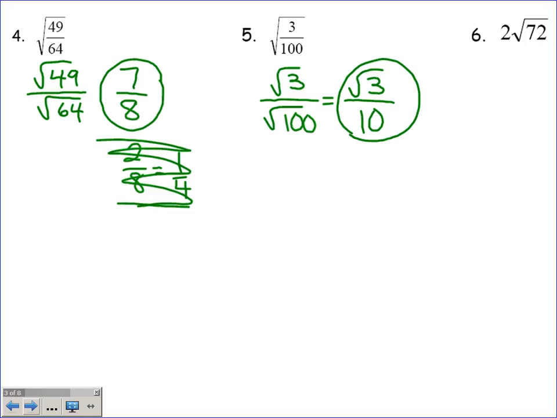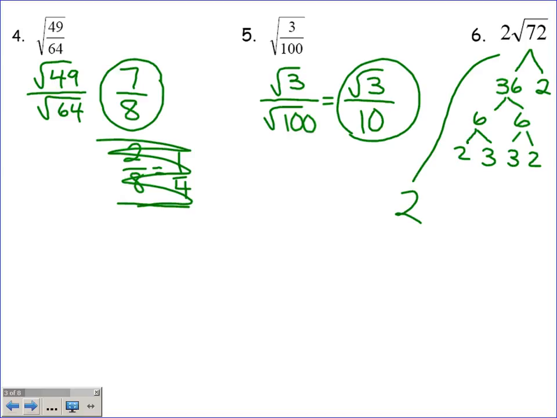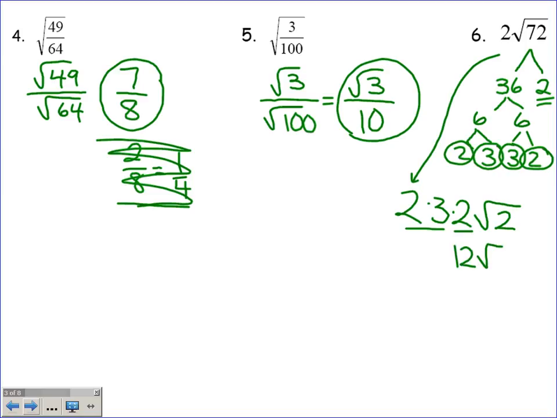Number 6, 72 breaks down into 36 and 2. 36 is 6 and 6. 6 becomes 2 and 3, and 2. On the outside, we have a 2. We ask if there's any pairs. There's a pair of 3s, so that can go outside. There's a pair of 2s, so that can go outside. And I'm left with a 2 on the inside. 2 times 3 is 6, times 2 is 12, times the square root of 2. What was our final answer?